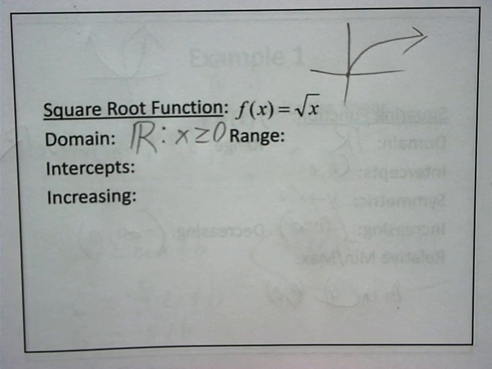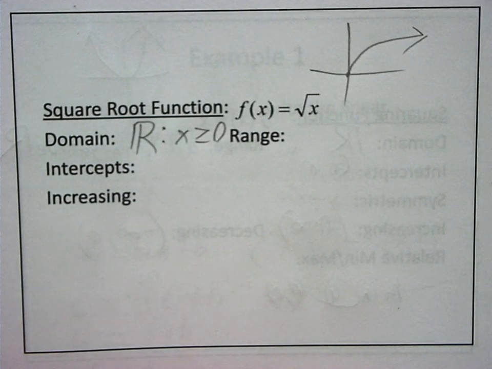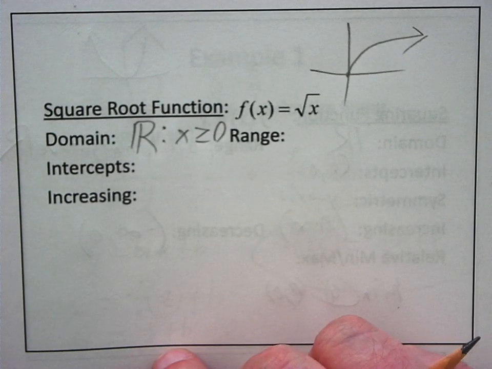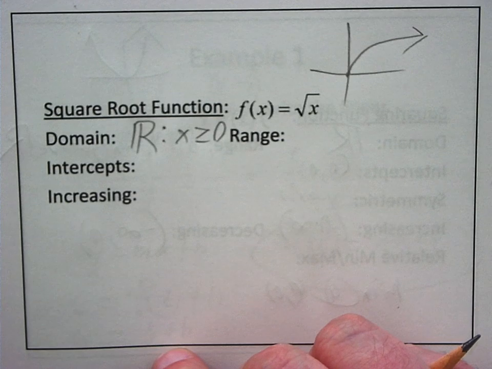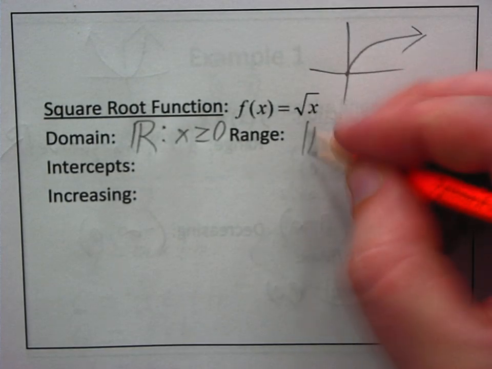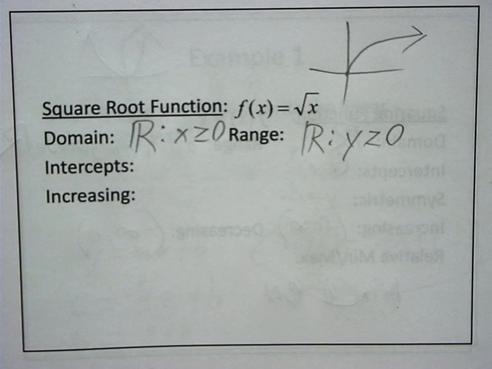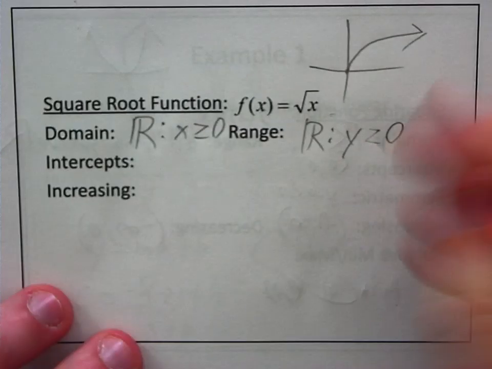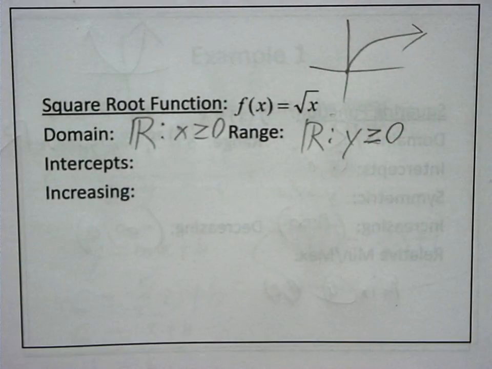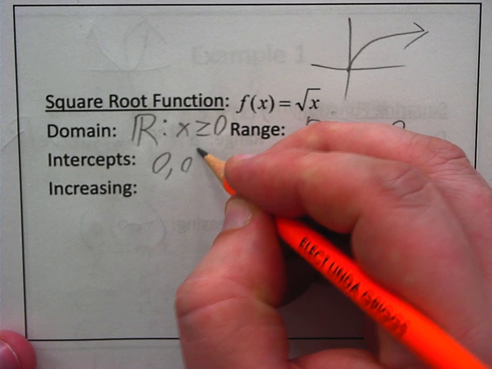What about the range? It's all non-negative, the same as the previous one. The only difference is, since it's range, it's y instead of x. Looks way too much like a z. Intercepts. Origin. You can still do the square root of 0, so that's still an intercept.